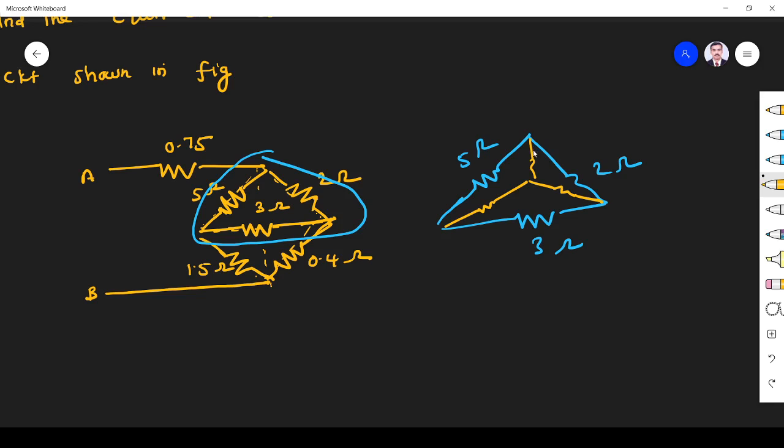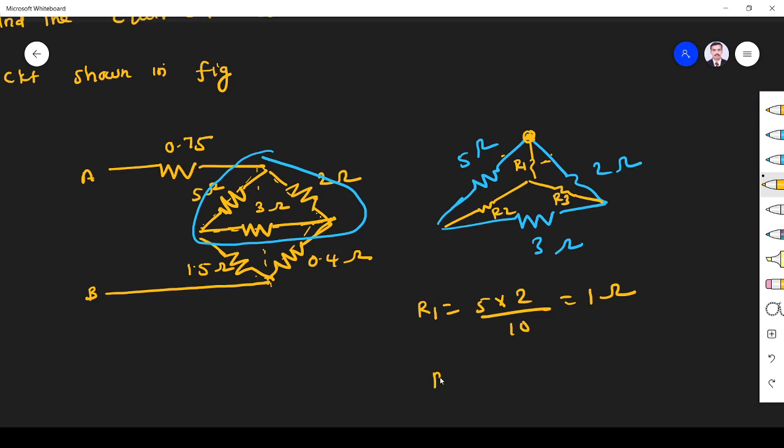If I want this value, what do I have to do? Let us assume this is R1, R2, R3. R1 is the multiplication of the two resistances connected with this node. So it is 5 into 2 divided by the total, 5 plus 3 plus 2, which is 10. So it is 1 ohm.